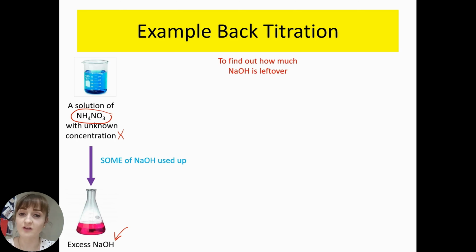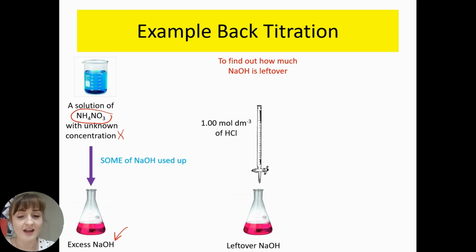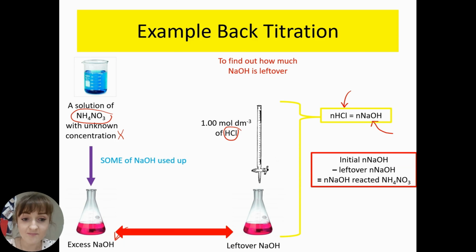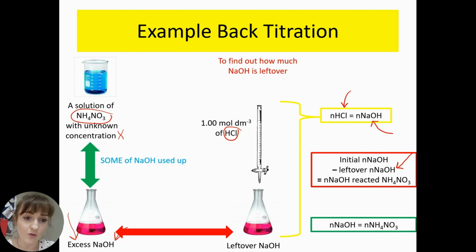To figure out how much of it doesn't get used up or how much is left over, I carry out a titration. So I would just get something that the NaOH reacts with, like the HCl, and I know that I can read off the burette how many moles of HCl is required to neutralize the leftover NaOH. Because if I know how much NaOH I initially put in, because I was making sure that it was in excess, and I know how much was left over, because I know that from my titration, then I can work out how much of it reacted with the ammonium nitrate, because my number of moles of sodium hydroxide will be equal to my number of moles of ammonium nitrate.